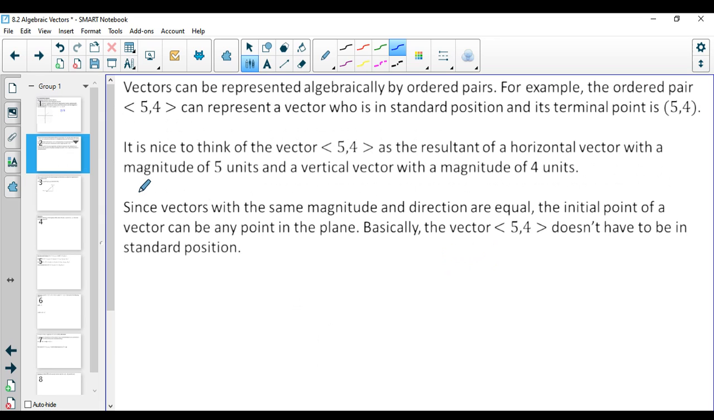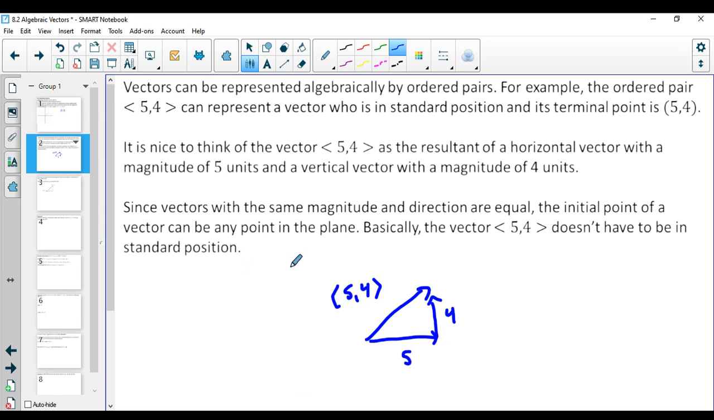But yeah, so vectors can be represented algebraically by ordered pairs. For example, the ordered pair <5, 4> can represent a vector in standard position whose terminal point is (5, 4). And it's nice to think of the vector <5, 4> as the resultant of a horizontal vector of 5 and then a vertical vector of 4. And so the resulting one would be <5, 4>.